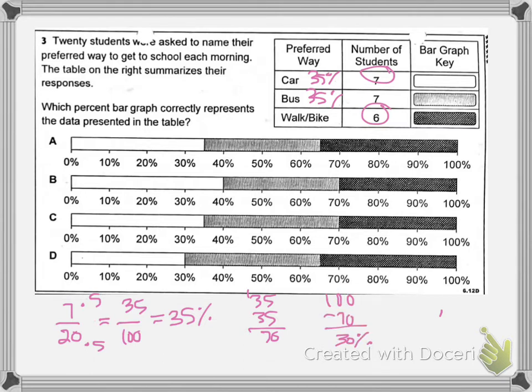Okay, so looking here, car is 35%. That is correct. Walking or bike ride is supposed to be 30%, which is supposed to stop right here. So that's not correct. This one stops right here, so the walking is right. But if you look right here, the bike ride is wrong because it says 40%. Here, the car is 35%, so that's correct. And then here, this is 30%, which means that this is 35%. So your answer is C.